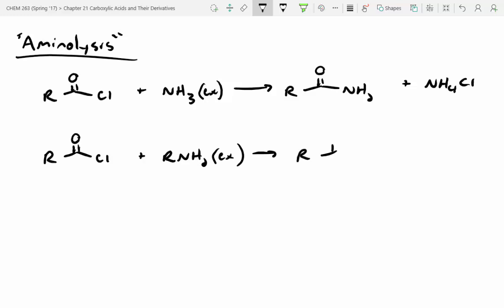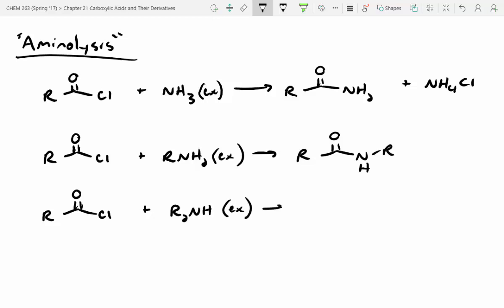And now you can go and form an amide. And last but not least, we can do this with secondary amines. However, these reactions are a little bit more sluggish because your nucleophile is fairly bulky. What's that? Can you speed it up by adding heat? Yeah, you can try to speed it up by adding heat.